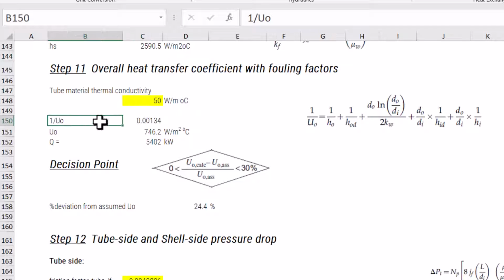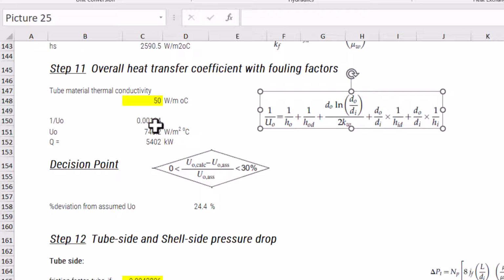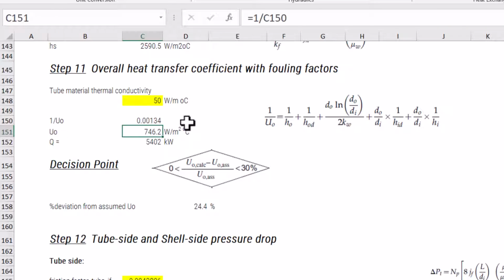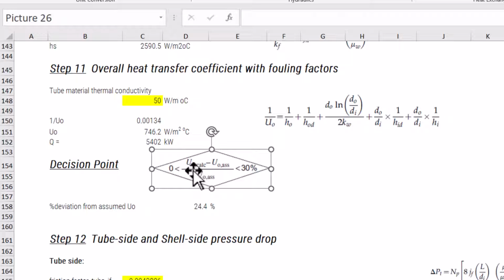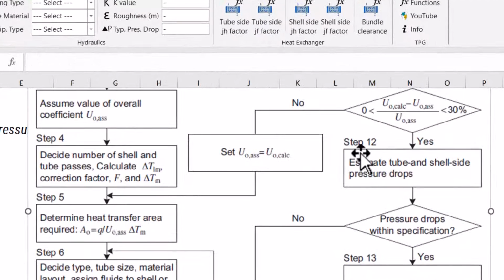Now the reciprocal of the overall heat transfer coefficient is calculated using this formula, and the inverse of this is the overall heat transfer coefficient. The Q is just calculated again, and the decision point is about comparing this assumed value and the calculated value. The percentage deviation that is coming is 24.4, so it is within the range, so we can move ahead. Now coming to step number 12.